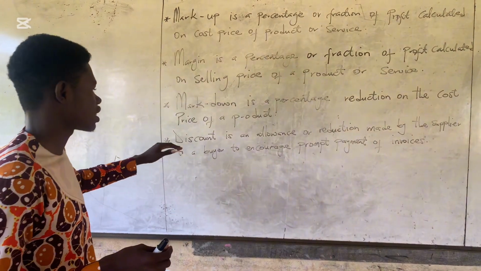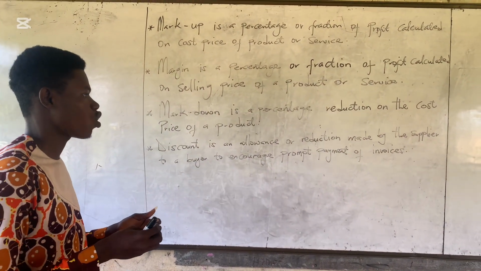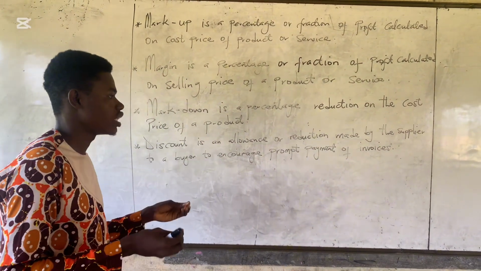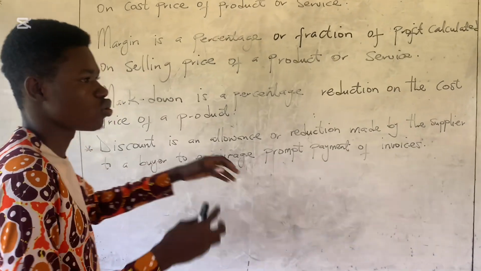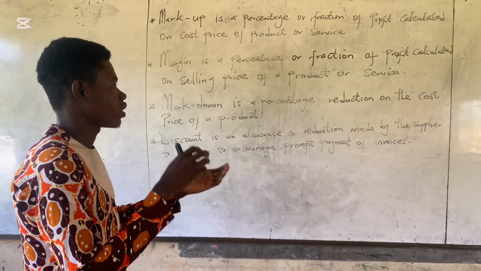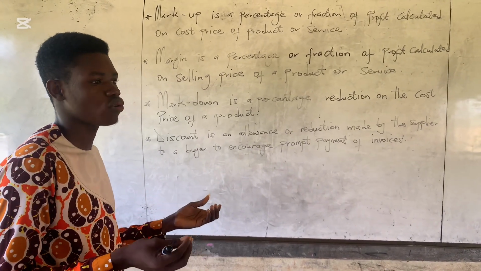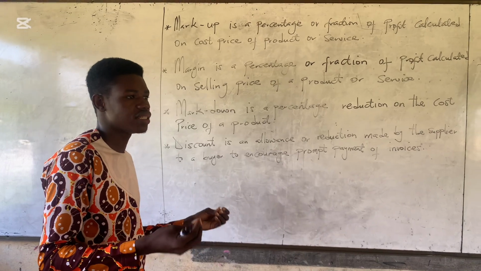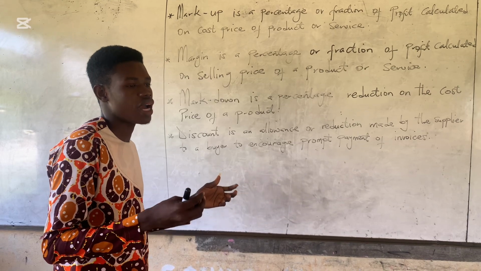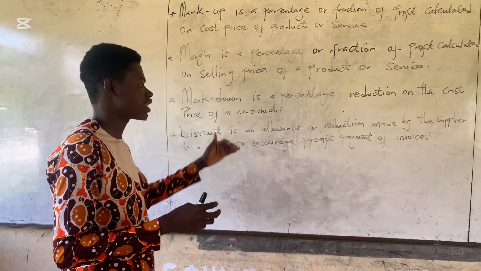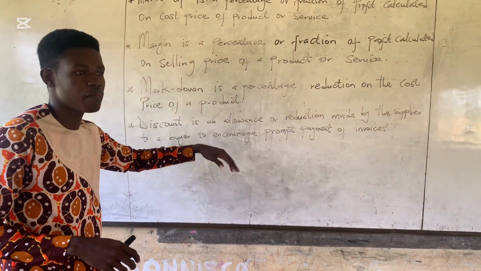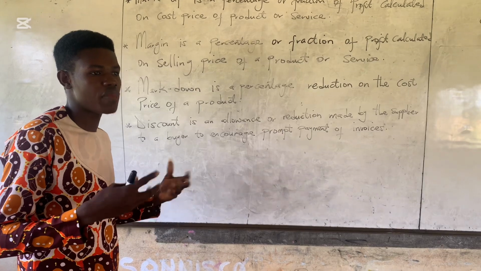Let's move on to the discount. Discount is an allowance or reduction made by a supplier to a buyer to encourage the prompt payment of invoices. The suppliers are those who supply us goods, and they sometimes give us a percentage reduction in the amount that we have to pay. The main reason for a discount is to encourage the buyer to make a prompt payment, to pay early.